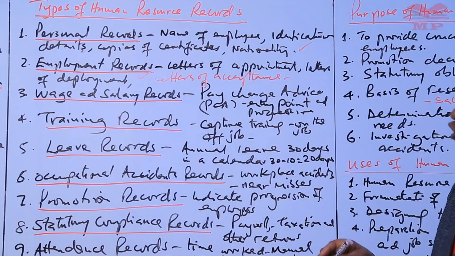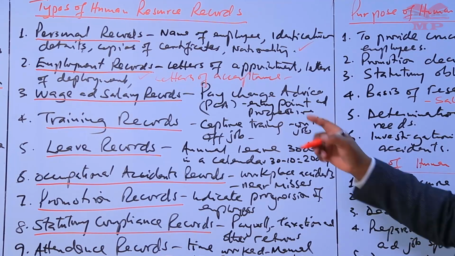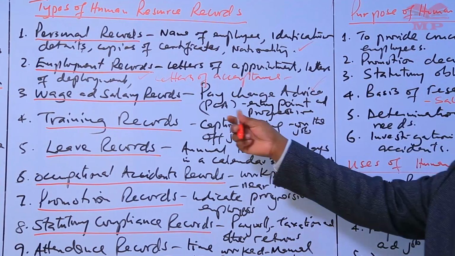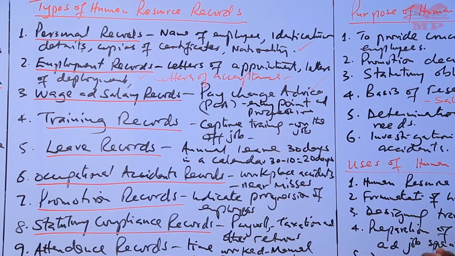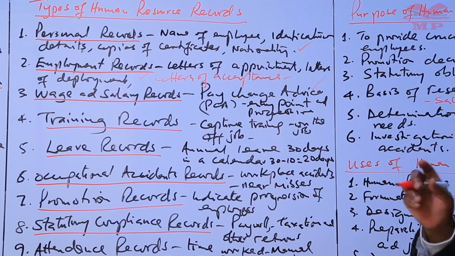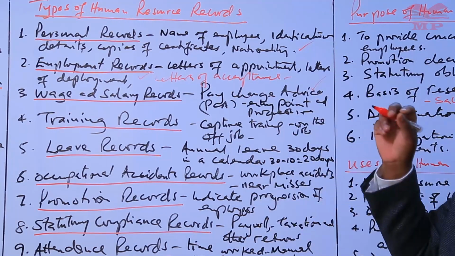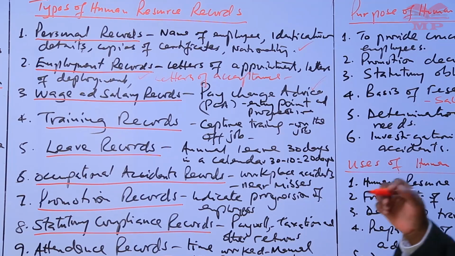Then you also have what we are calling wage and salary records. And here we have indicated, dear learner, that when it comes to wage and salary records, you may have what some organizations call pay change advice, or what you call a PCA. And what this PCA indicates is that it is prepared and then authorized to give the authority of paying that particular employee from a given period of time a particular level of payment, indicating the entry and progression.